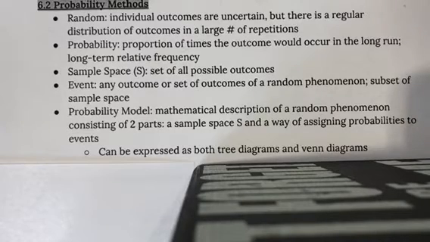Sample space is a set of all possible outcomes, and probability model is a mathematical description of a random phenomenon consisting of two parts, a sample space S and a way of assigning probabilities to events. And these probabilities can be expressed as both tree diagrams and Venn diagrams.